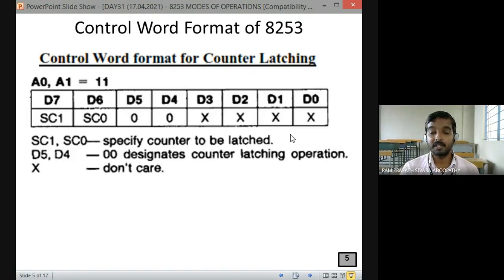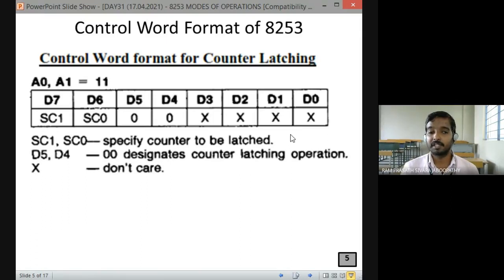There are two methods: one is simple read, and the other is on the fly read. Simple read means we have to stop the counter, then read the counter. Think about it: if the counting operation is going on currently, how can I read the count? The count keeps changing, so my reading may be wrong.